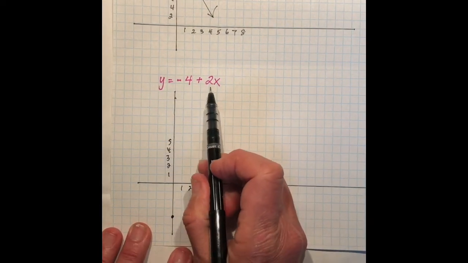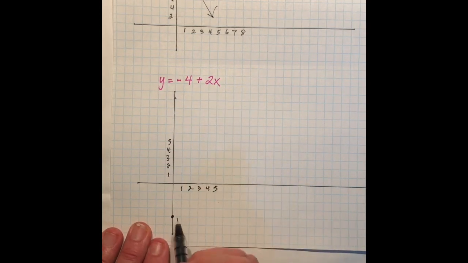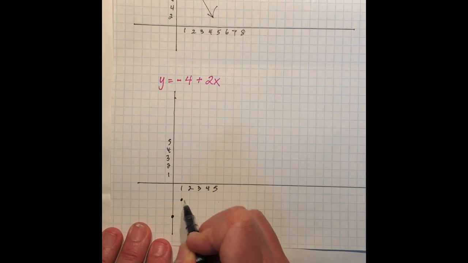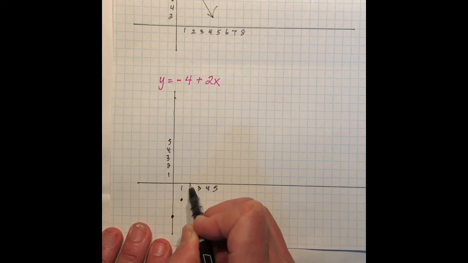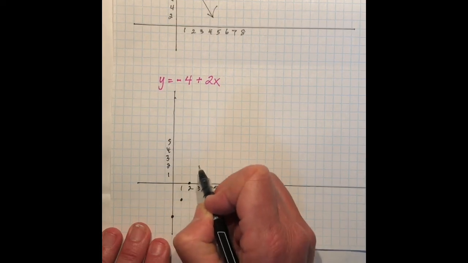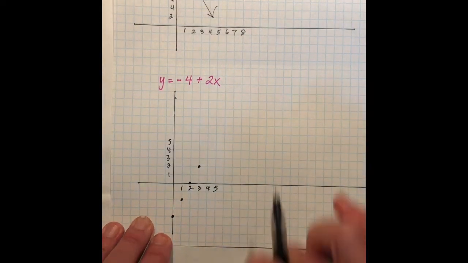And that rate of change of 2, that slope of 2, means I go over 1 unit and up 2. I go over 1 unit and up 2. Over 1, up 2, etc.